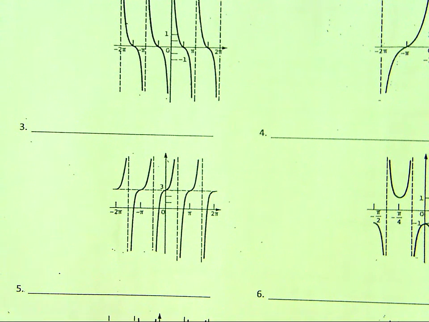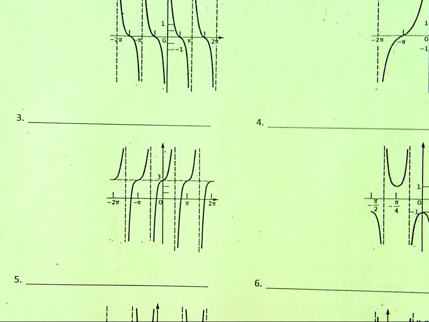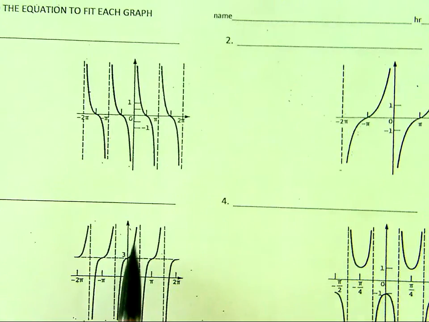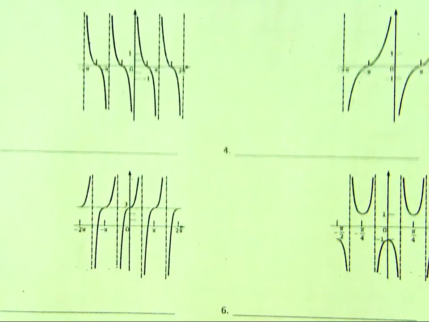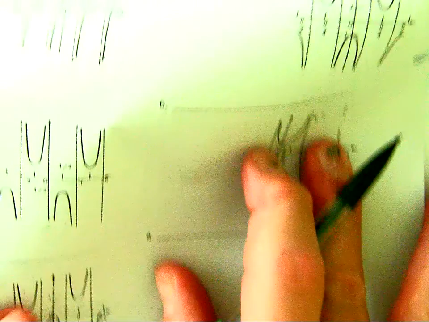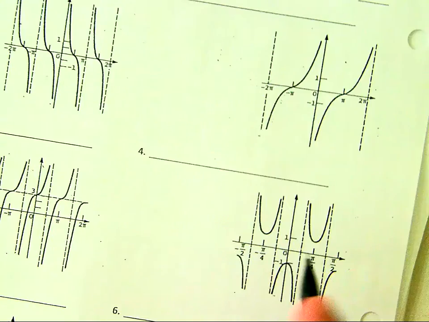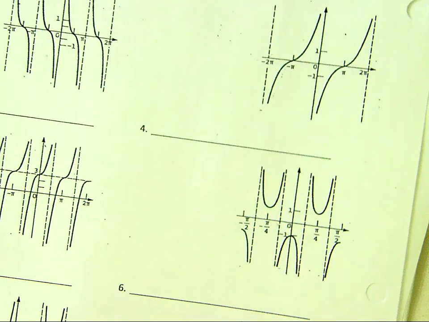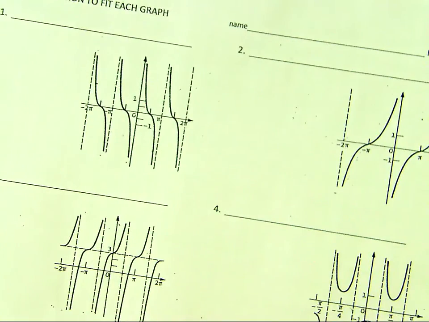All right, this video is to go over again just some problems we worked out in class to help with that equations from graphs worksheet. Now there's two types of problems on here. There's some that are tangent and cotangent. Well, those look like this, these like number 1, number 2, number 3, number 8. Those ones that look like that, those are tangent cotangent graphs. The other ones with all the parabolas like 4, 5, 6, and 7, those are secant cosecant graphs.